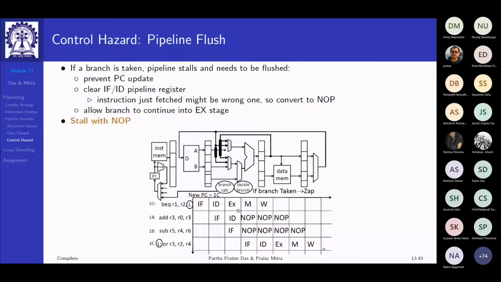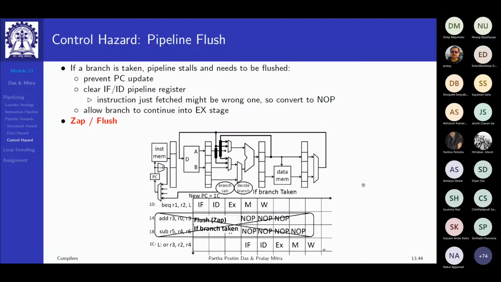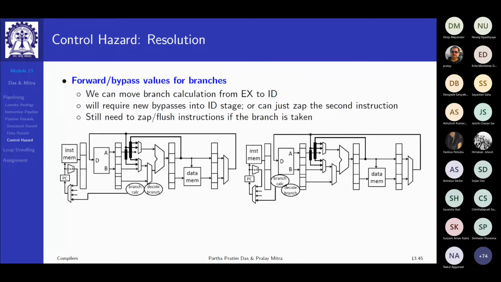Now, once the decision is made, if the branch is not taken, then you will proceed with the add, because that is already loaded. So that's not a problem. But if the branch is taken, then not only the nops, you will actually have to take these instructions out of the pipe. So you have to flush the pipe. You have to remove these instructions and put the logically next instruction here, which is the OR instruction. Right. So this is the basic control hazard that has to be taken care of.